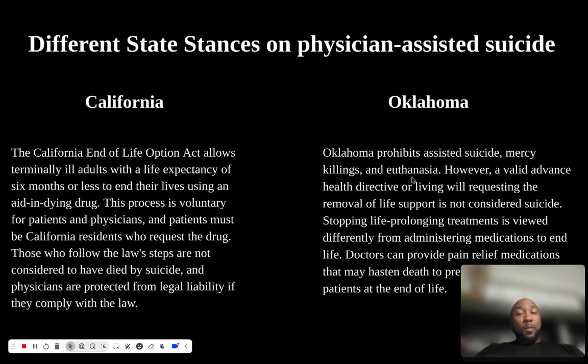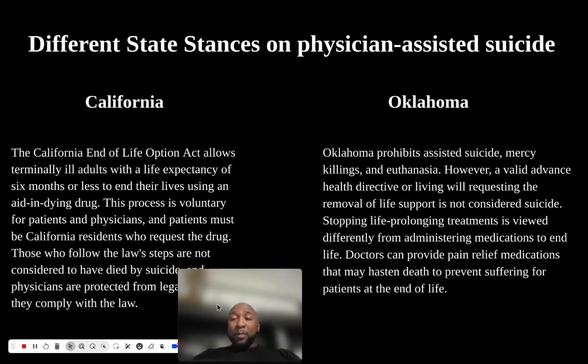Oklahoma prohibits assisted suicide, mercy killings, and euthanasia. However, a valid advance health directive or living will requesting the removal of life support is not considered suicide. Stopping life-prolonging treatments is viewed differently from administering medication to end life, which I can see because, kind of like physician-assisted suicide, administering those medications almost sounds like death by lethal injection.